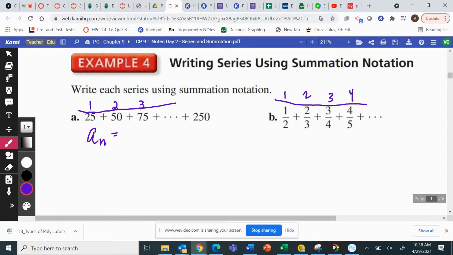Hopefully you noticed that from 25 to 50, we're adding 25, and then we're adding 25 again, and we keep adding 25 until we get to 250. So this is linear. And when it's linear, that number I'm adding is going to be the number that's with the variable. And I just have to make sure that's it. There isn't any like +2, -4, anything else to that pattern. And there isn't.